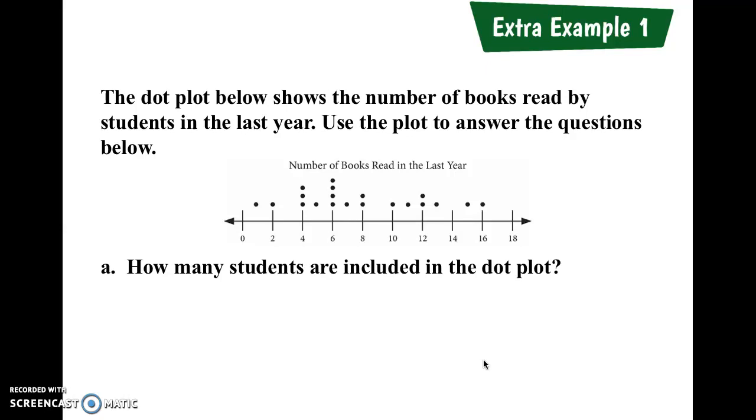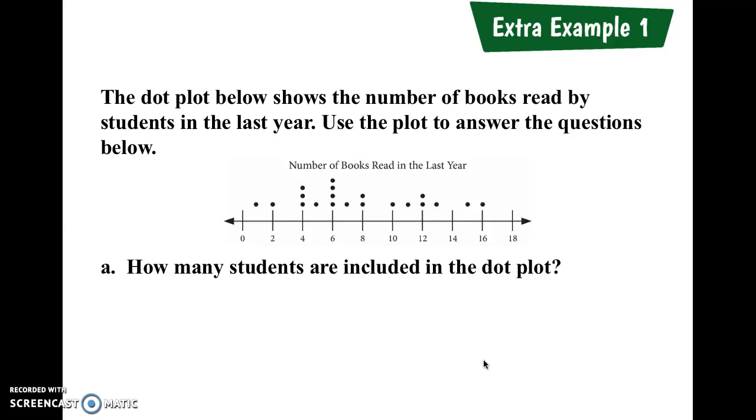This is included in your notes. So this needs to be filled out in your handout. It says, the dot plot below shows the number of books read by students in the last year. Use the plot to answer the questions below. How many students are included in the dot plot?